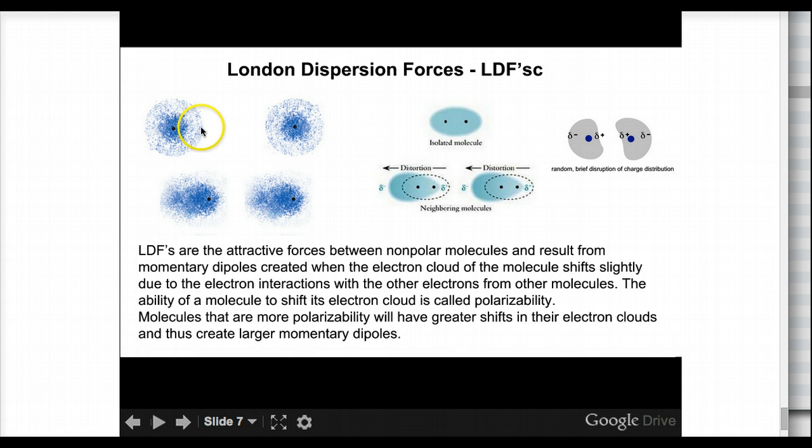So as I push these close together, this cloud could repel this electron. And what you have is a nucleus here that's attracting these electrons. So by these coming together and having repulsive forces with the electrons and attractive forces with the nucleus, you make something called momentary dipoles. Because this cloud is able to move and change its shape, and we call that polarizability, we can create these momentary dipoles.